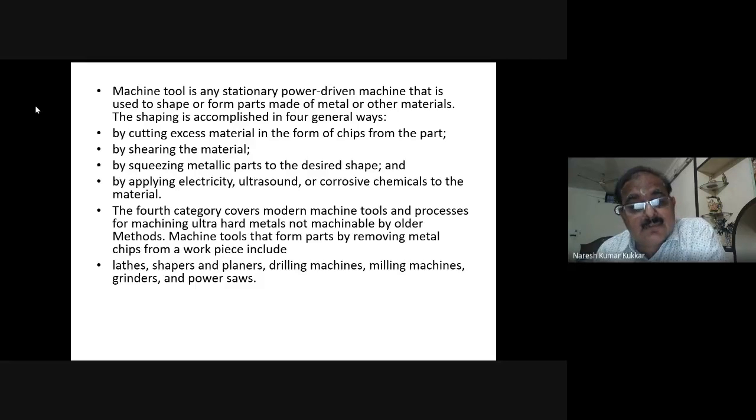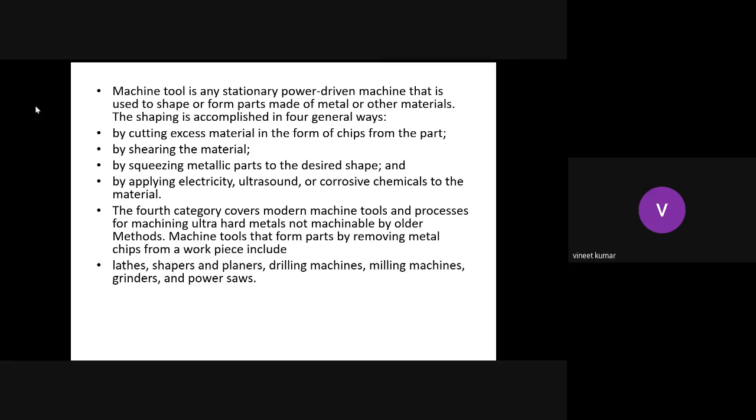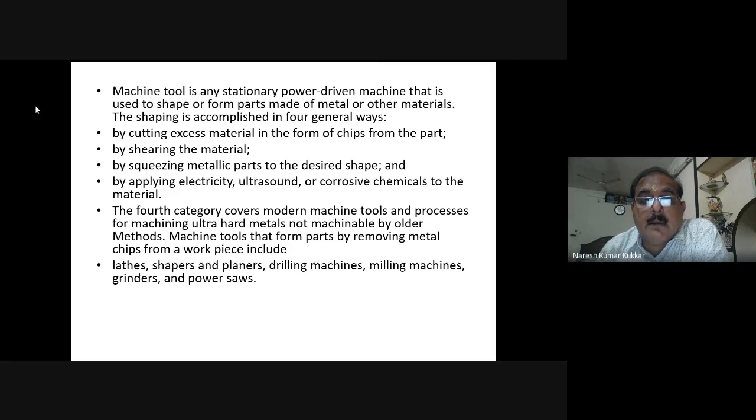Forging is considered squeezing metallic parts to the desired shape. And the fourth is applying electricity, ultrasound, or corrosive chemicals to the material to get the desired product. The fourth category covers modern machine tools and processes for machining ultra-hard materials not machinable by older methods.